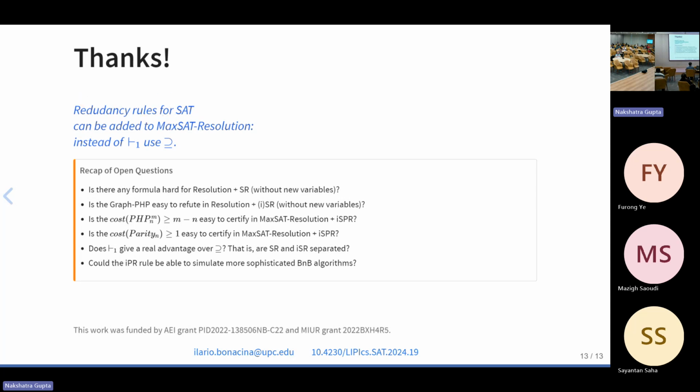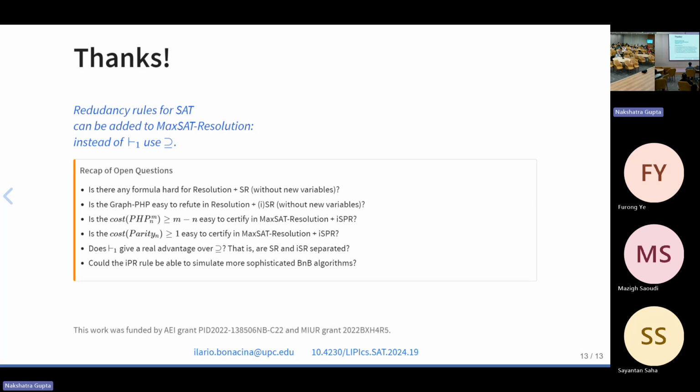And this is a recap of the open questions that I mentioned so far, ordered by how interesting I found them. The first one that I want to reiterate is that it will be very interesting, I think, to have a formula that is exponentially hard for resolution plus SR without new variables, of course. And then the other one that I find very interesting is the graph pigeonhole principle, whether it is easy or not to refute in resolution plus this redundancy reasoning.